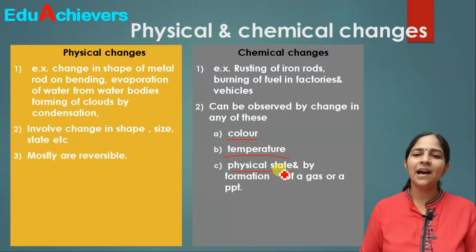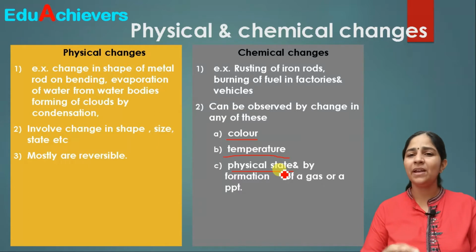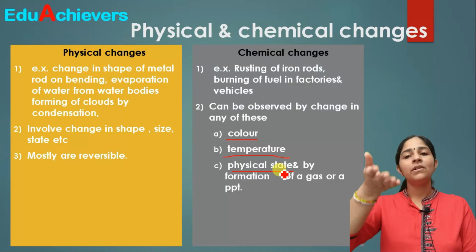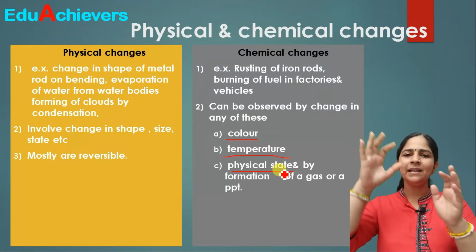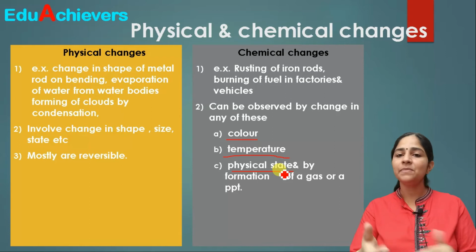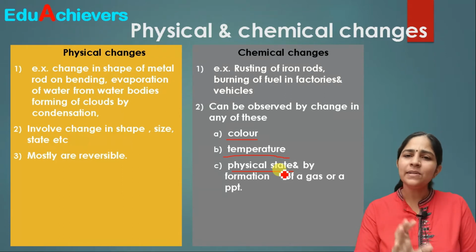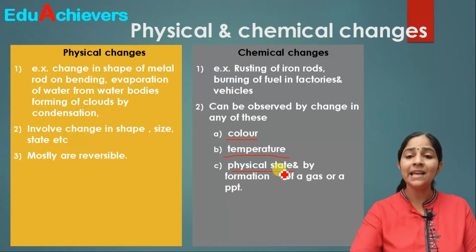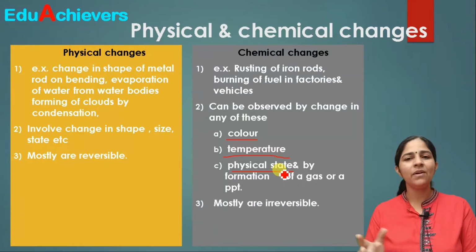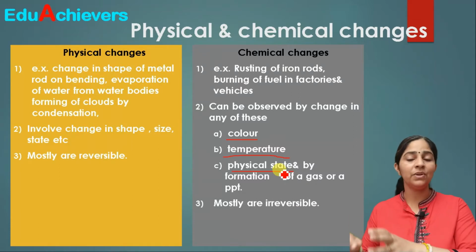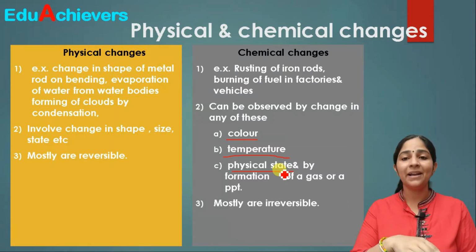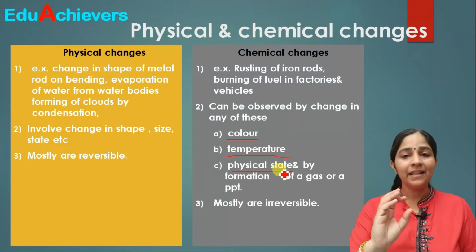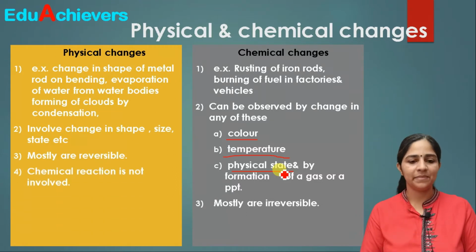Mostly physical changes are reversible, which means they can be brought back to the original substance. For example, when water evaporates, the vapor rises up, and when it cools down, it changes back to water. So these types of physical changes are mostly reversible. But chemical changes are mostly irreversible. That means once the products or new substances are formed, we cannot change them back into the reactants or original substances, correct? Remember, there are some exceptions, but mostly these are irreversible.